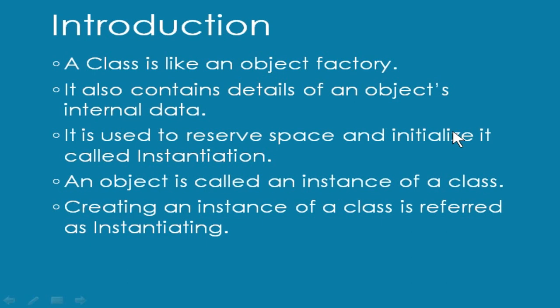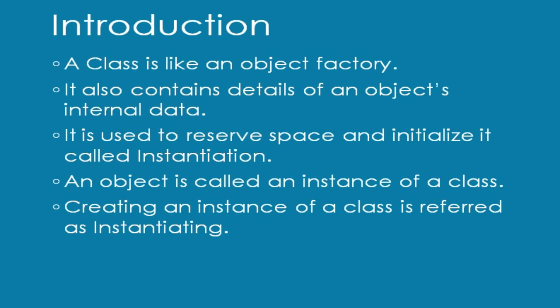A class is like an object factory. So class is like a template where you can create many objects. Since you can create many objects which have common behavior and characteristics, you call it an object factory. It also contains details of an object's internal data. So what are the internal data the object has? It has data members and member functions. So all these will be defined in the class.